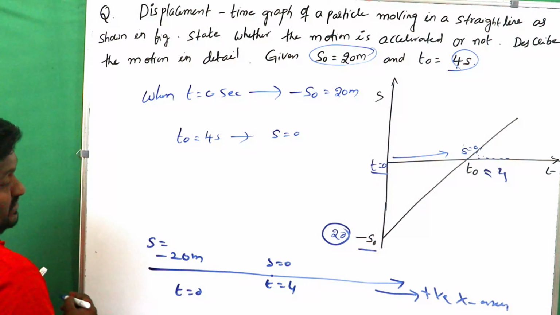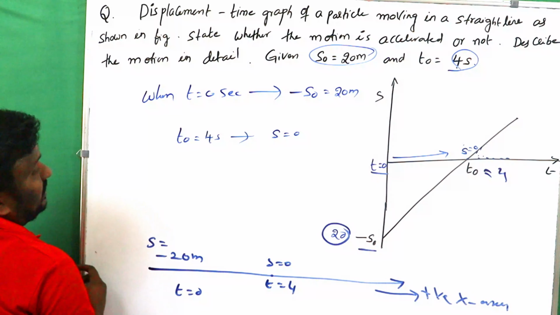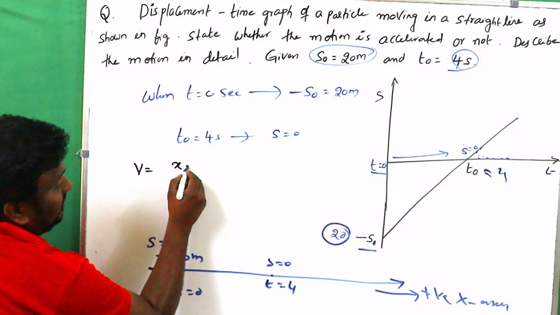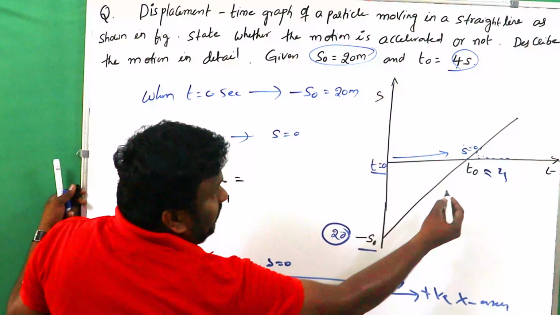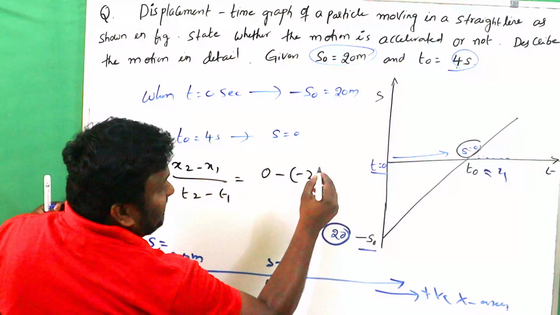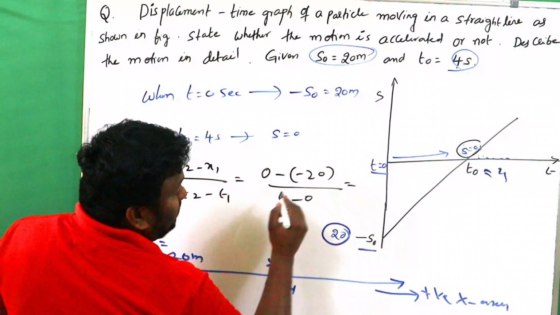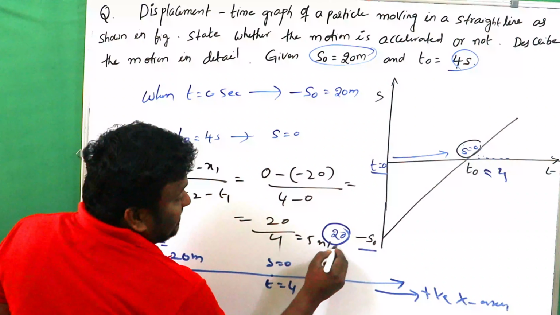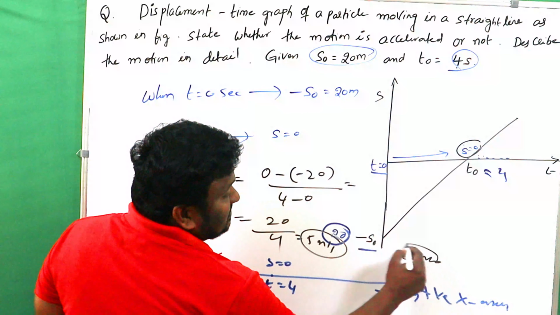And you have to understand with what velocity it is moving, you have to identify that. For that, simply you can write the velocity formula. V is equal to x2 minus x1 by t2 minus t1. Here x2 is 0. 0 minus x1, which is minus 20, by t2 minus t1, 4 minus 0. Minus of minus is plus, 20 by 4. That is 5 meter per second. So it is moving with the constant velocity of 5 meter per second.